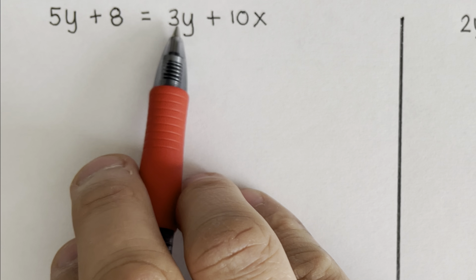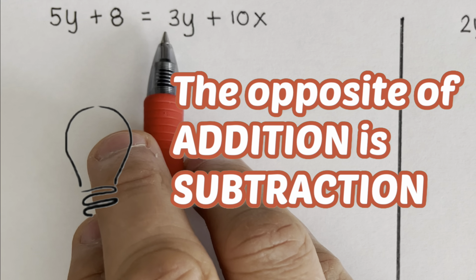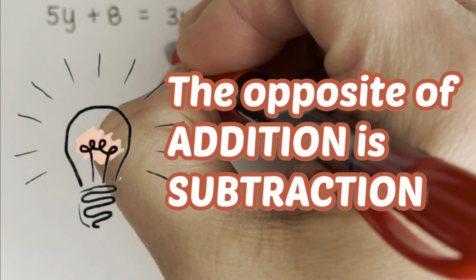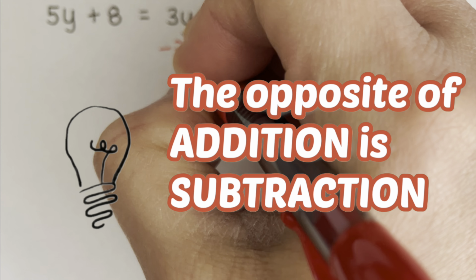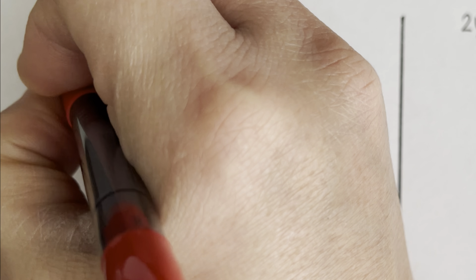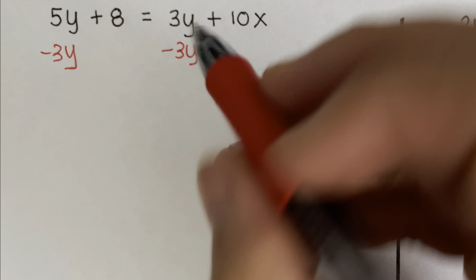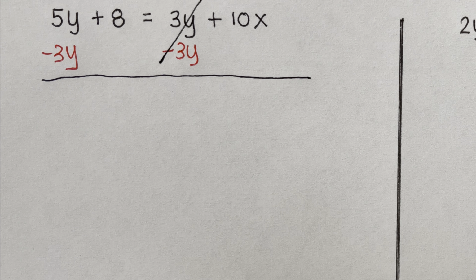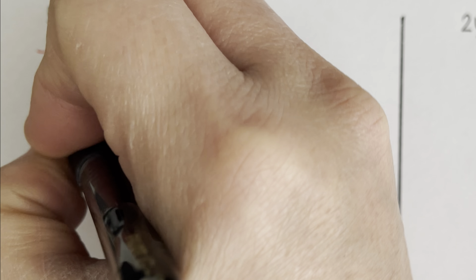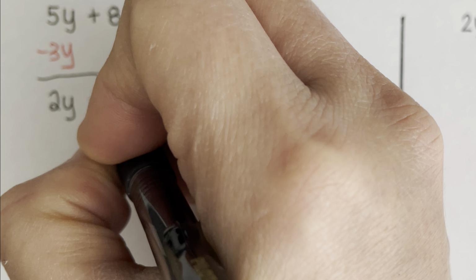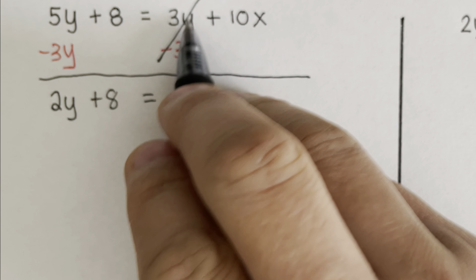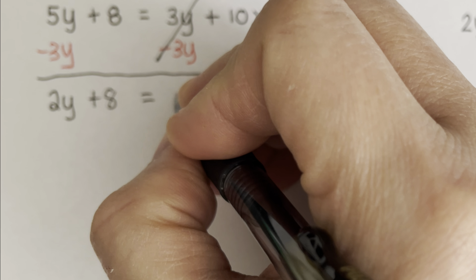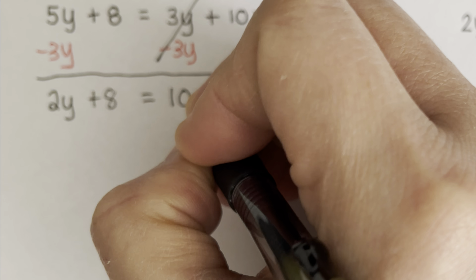Since this is a plus 3y, we remember that the opposite of addition is subtraction. So I will subtract 3y from both sides, minus 3y, so that I can get rid of the 3y. The 3y and the 3y here get crossed out. So we are left with 5y minus 3y, which is 2y, and then that's a plus 8. And that is equal to, this one was crossed out already, and that is left with a 10x on the right side.